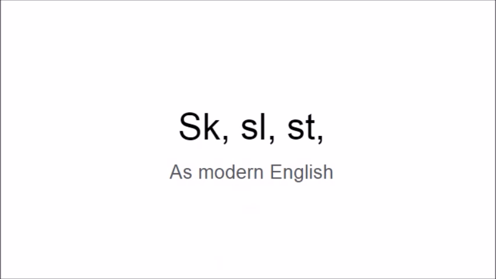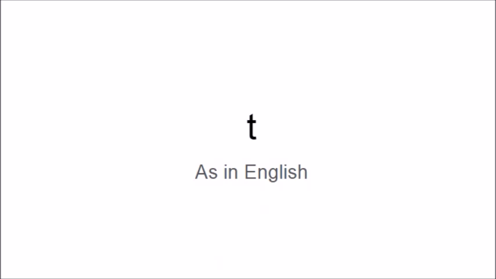All right, moving on. S, this has this symbol. In IPA, it's like a sa, like sa. Yeah, if that makes sense. Now, so we got sk, we got sl, and st, as in modern English. T, as in English, t.